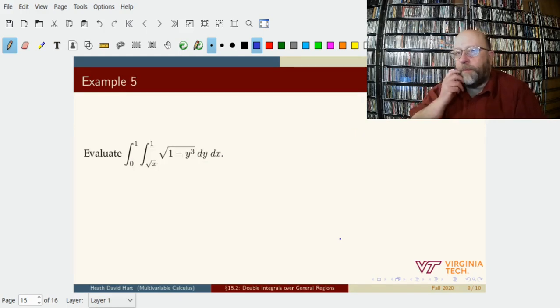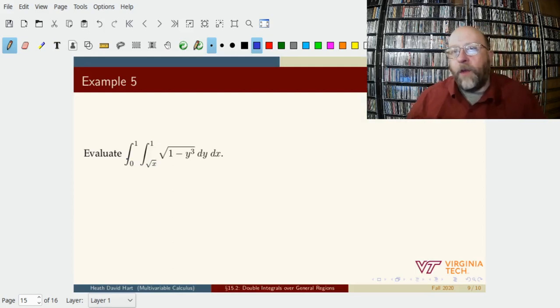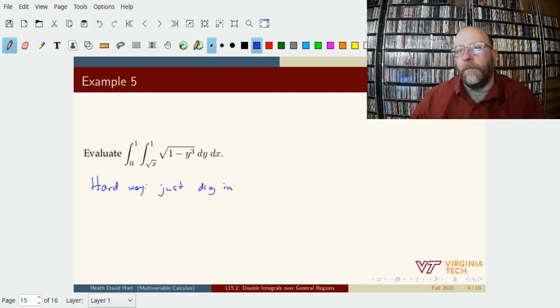Let's try this problem here. We would like to evaluate this integral here from 0 to 1, square root of x to 1, of the square root of 1 minus y cubed dy dx. So the hard way is to just dig in. And we have to integrate from square root of x to 1, the square root of 1 minus y cubed dy dx.